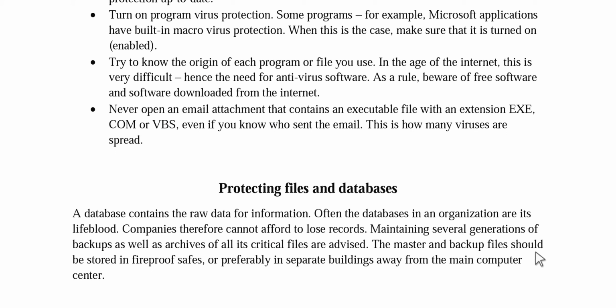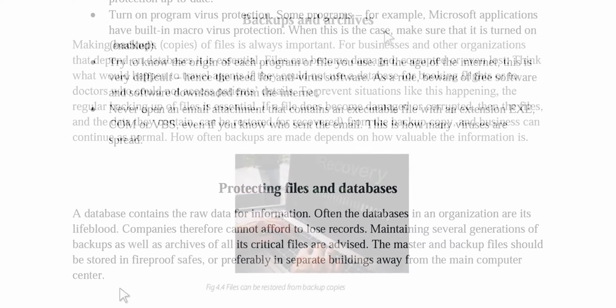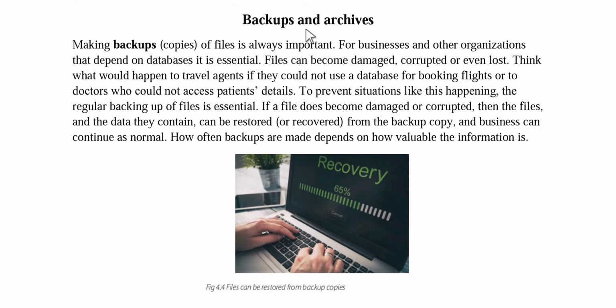The master and backup files should be stored in fireproof safes or preferably in a separate building away from the main computer center. So, an organization would use a remote building or another building so that they can store backups of their important data. Now let us look at what it means to back up and archive and why they are needed. Today, making backups or copies of files is always important. For businesses and other organizations that depend on databases, it is essential. Files can become damaged, corrupted, or even lost, and that is why we need to back up our data.